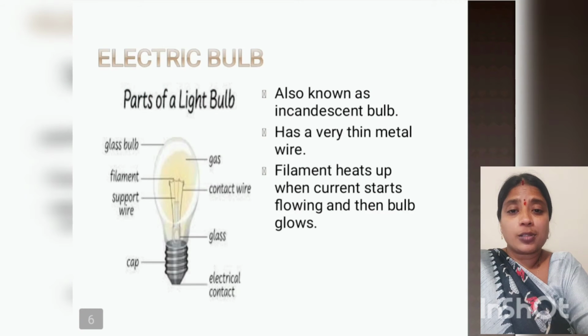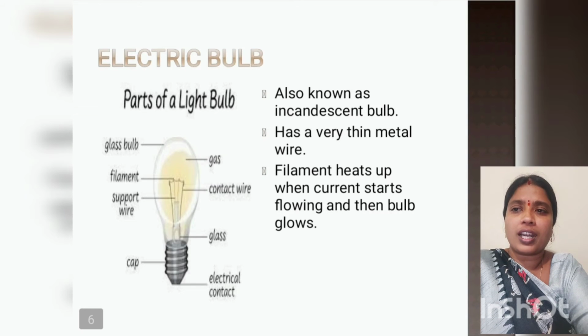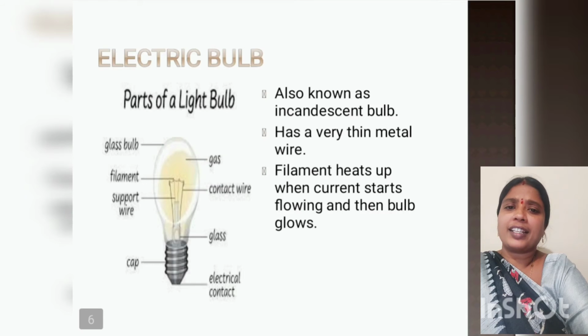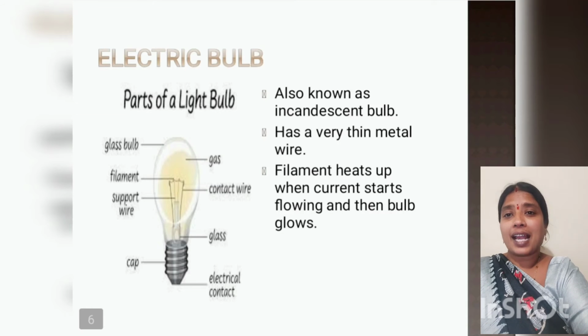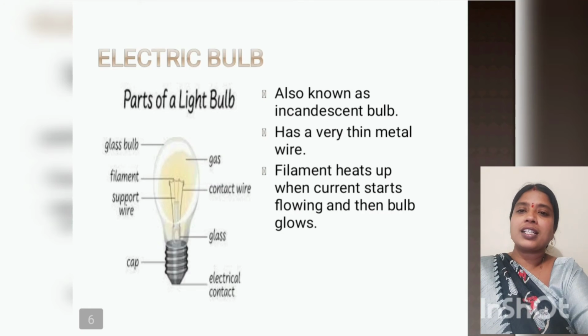Now let us explore what is an electric bulb. As we have already seen, an electric bulb is an electrical appliance that works on electricity. What are the different parts of this bulb? The most common electric bulb is also known as the incandescent bulb. It is made of a transparent material, glass, and inside the glass it has a very thin metallic wire, also known as the filament.